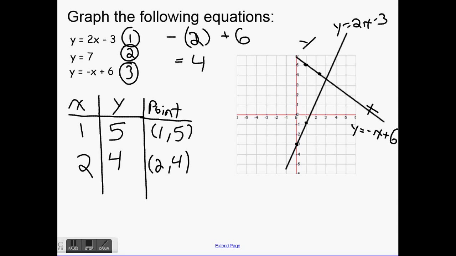And do we draw something where those two intersect? Well, we'll get to that later, but yes. We do talk about that. Solving a system of equations is where they intersect.